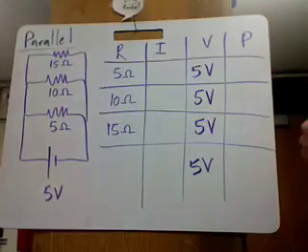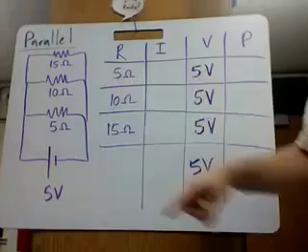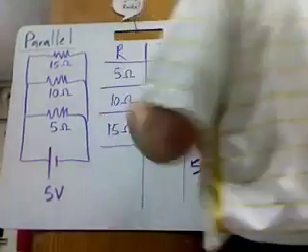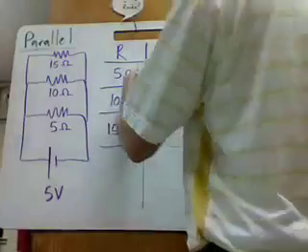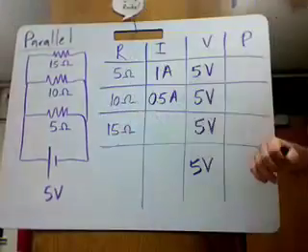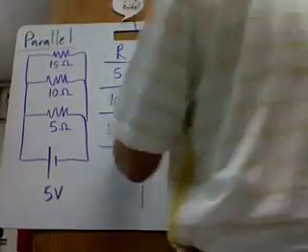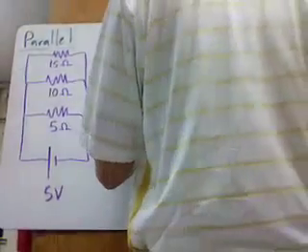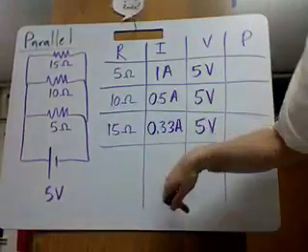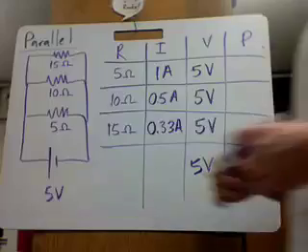Then if I wanted to, I could use my Ohm's law equation. So 5 divided by 5, I get 1 amp. 5 divided by 10, I get 0.5 amps. 5 divided by 15, that's 1/3, so 0.33 amps.